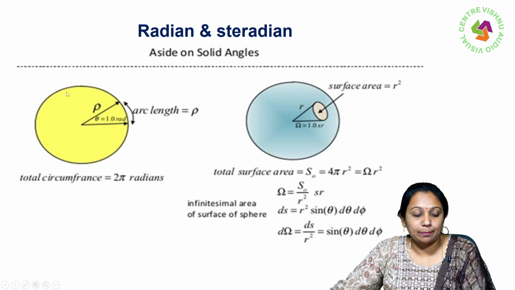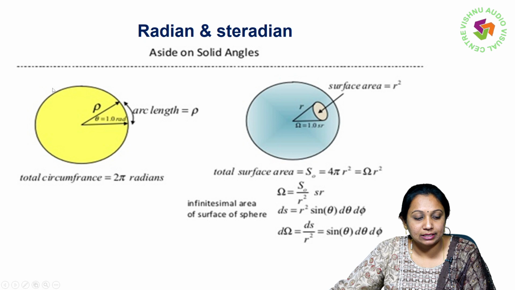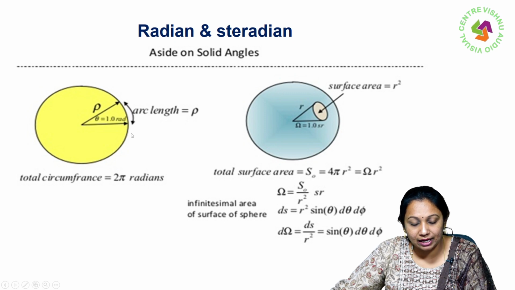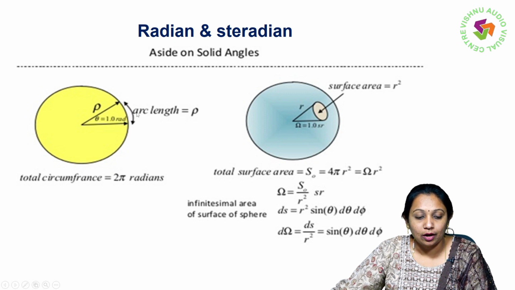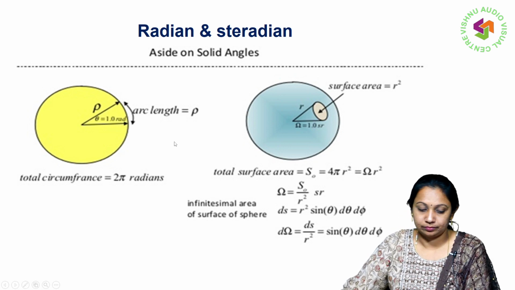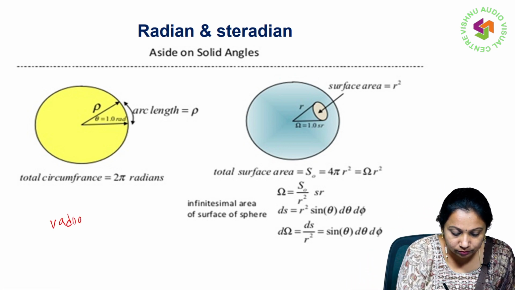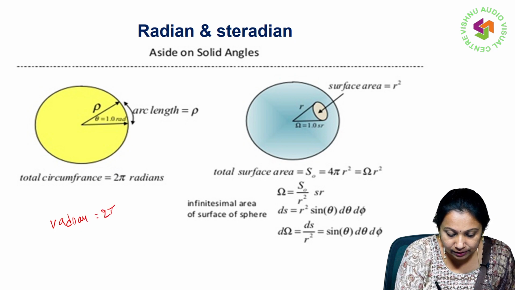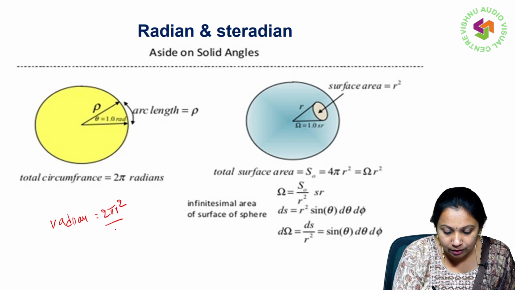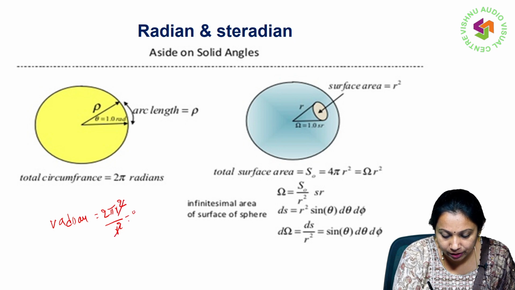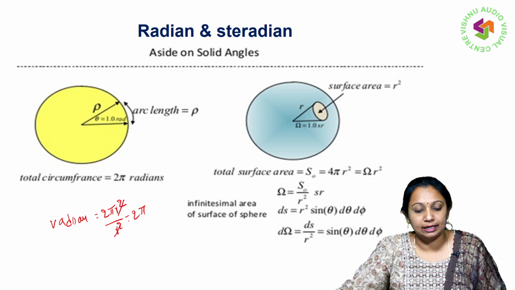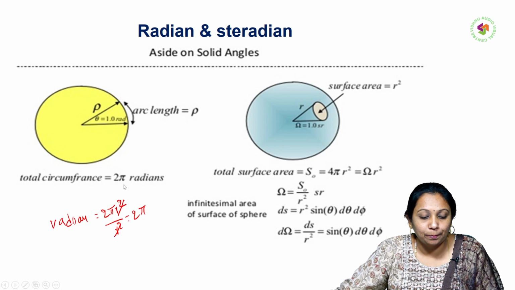Now, this is the picture. For example, the total circle circumference is 2π radians, and say the arc length is r. We can write the radian as 2πr by r. Simply from this we can say that the entire circle has 2π radians. So this is about the radian.